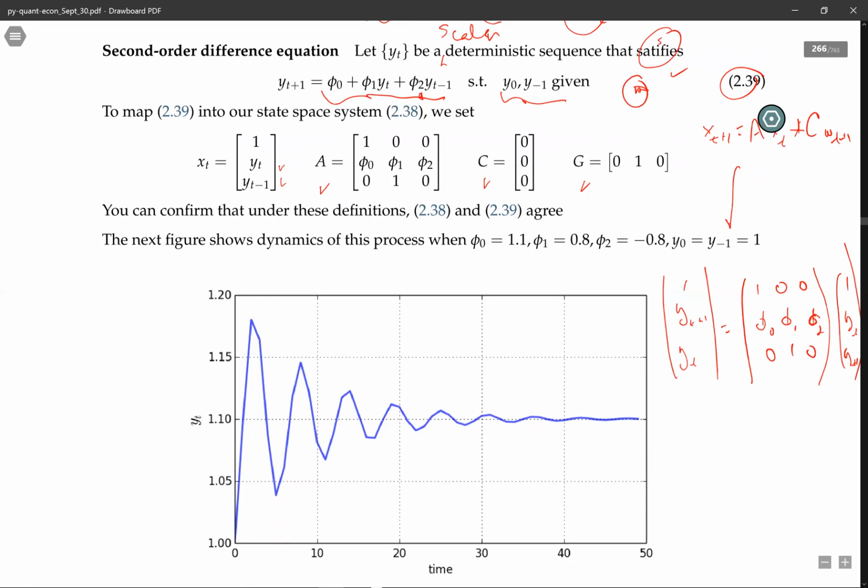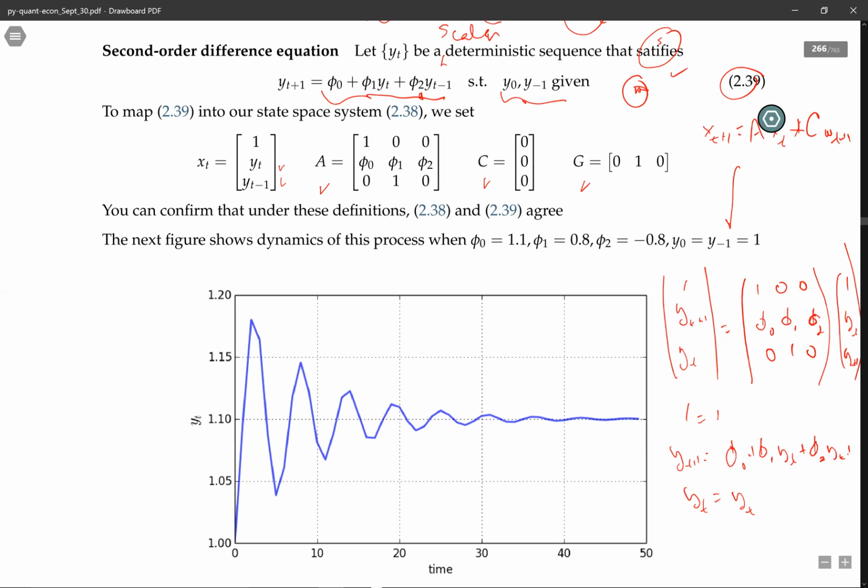So what does it say? The first equation says 1 equals 1. That's profound, but it's true. The second equation says y_{t+1} equals, oh my goodness, phi 0 plus phi 1 y_t plus phi 2 y_{t-1}. That works. What does the third equation say? y_t equals y_t. So those are all true, and they map.